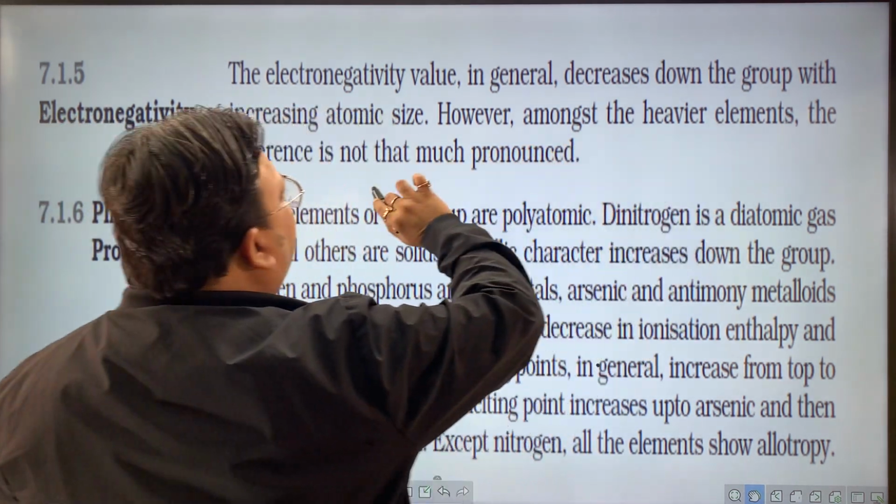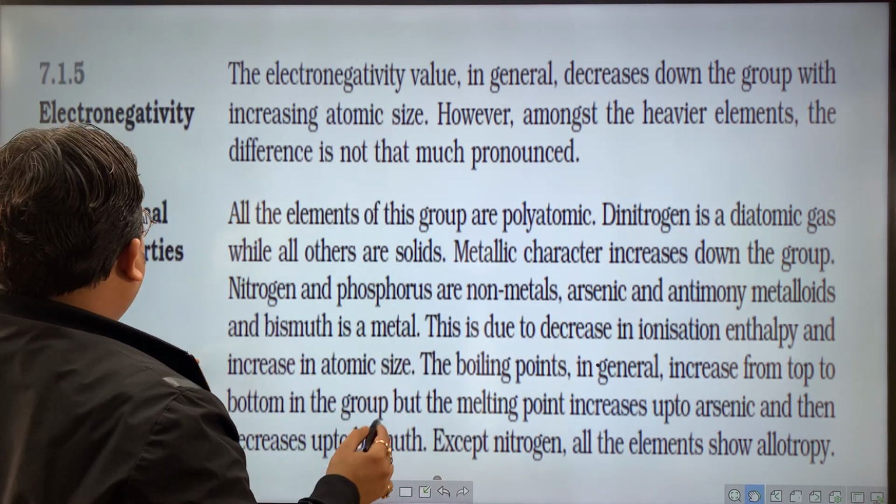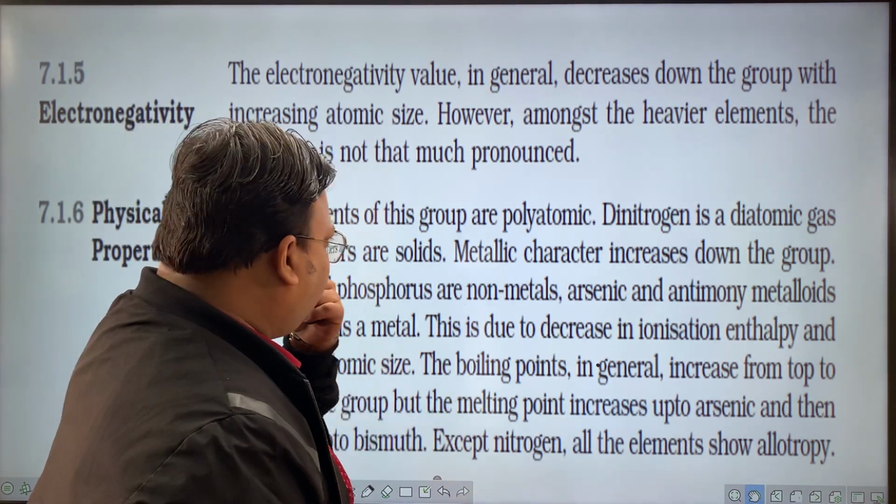Electronegativity decreases down the group. However, among the heavier elements, the difference is not that pronounced. Between nitrogen and phosphorus, it's maximum. Then for arsenic, antimony, bismuth, it's almost 2, 1.9 equal.